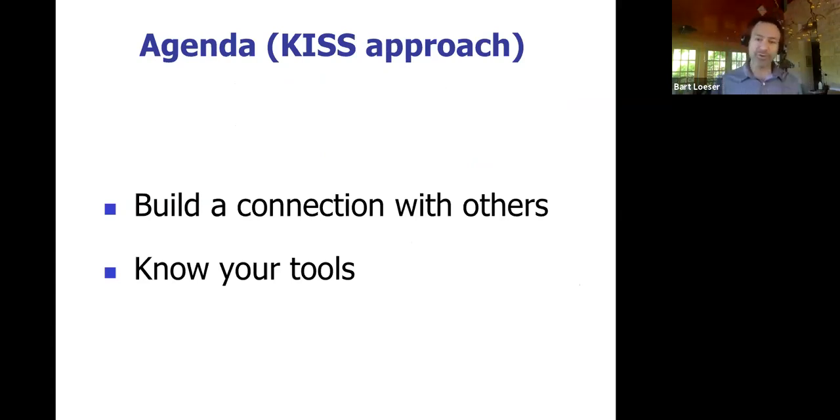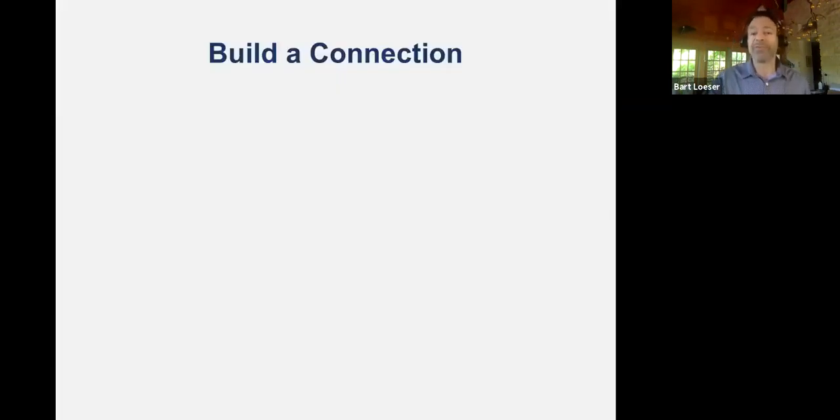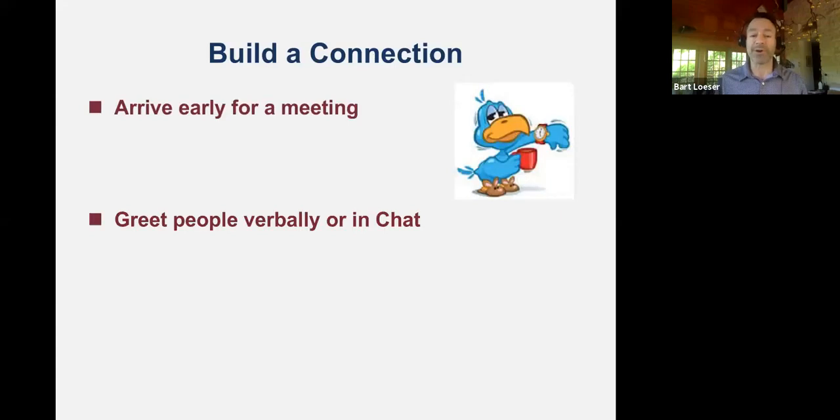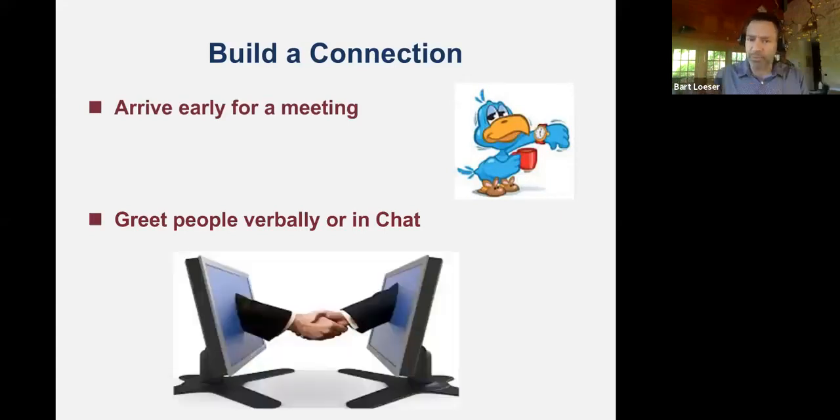And so I'm going to present two different areas: how to build a connection with others and the tools you need to know. This will just be a basic, but in building a connection, it's important to arrive early for a meeting. Why do you arrive early? Because for one thing, there's always going to be some glitches in getting your computer ready and making sure you're prepared. You also want to make sure that you have a chance to meet and greet with people at the very beginning to connect with them, which is a key element to all communication.